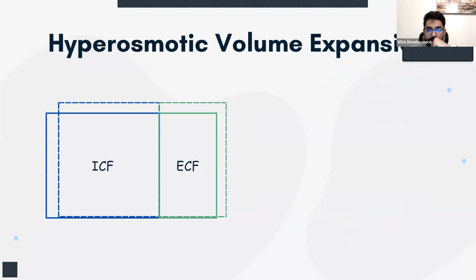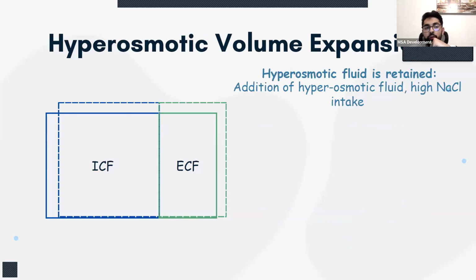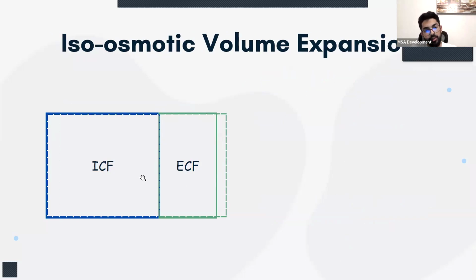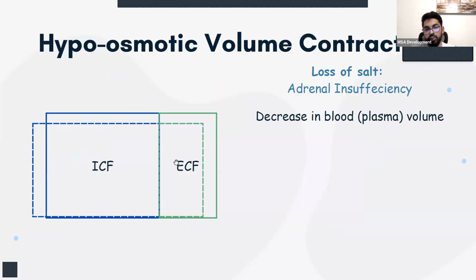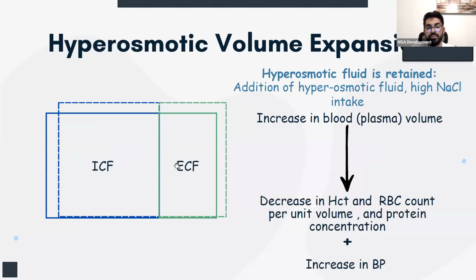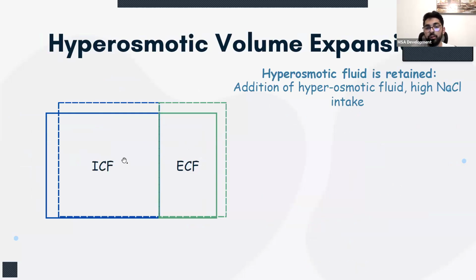For hyperosmotic volume expansion, this happens in cases where fluid that is hyperosmotic is injected, or in case you eat a lot of salt. So in that case, you're going to have hyperosmolarity of the extracellular fluid, and this is going to be seen as an increase vertically in the osmolarity. Okay. Now, because there is higher osmolarity outside the cells than inside the cells, we go back to the picture here. Water is going to move from lower concentration to the higher concentration. In this example, water is going to move from extracellular fluid to the intracellular fluid.